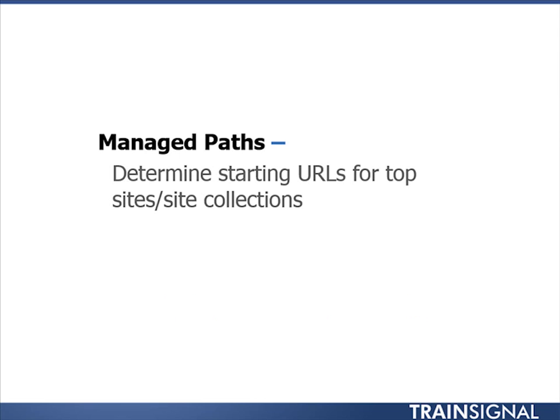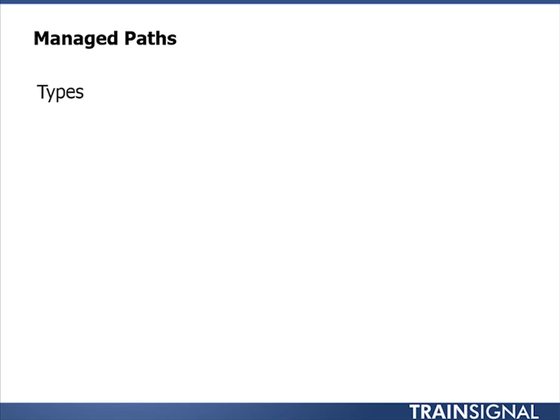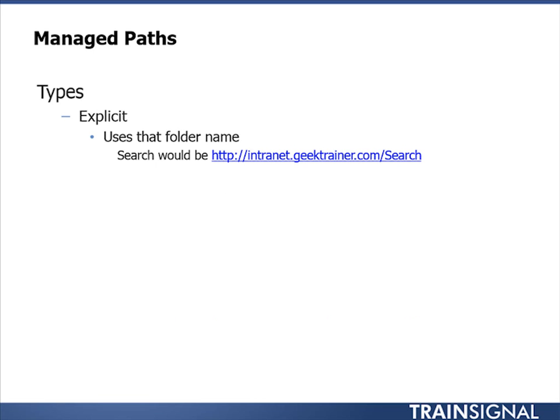But when I go to create a site collection, remember that there's no hierarchy with site collections. We need somewhere that we can place them into. We need a starting point. And that's what our managed paths do for us, is they give us starting points for the addresses for our site collections. We have two available types of managed paths: explicit and wildcard.